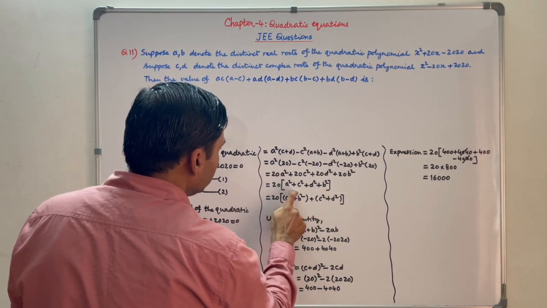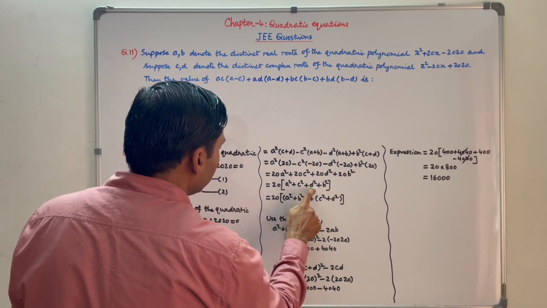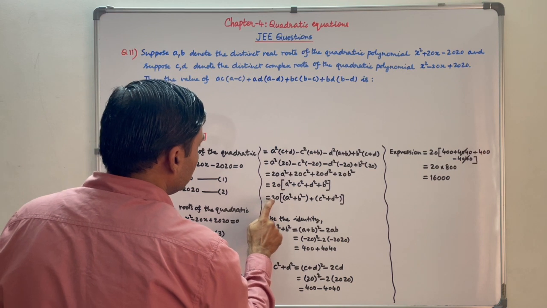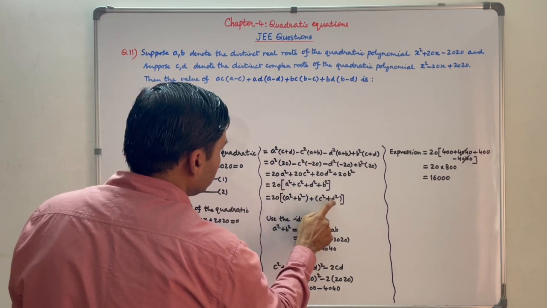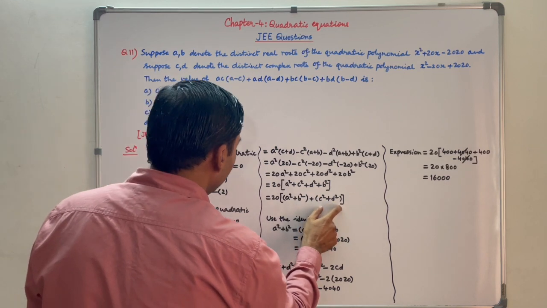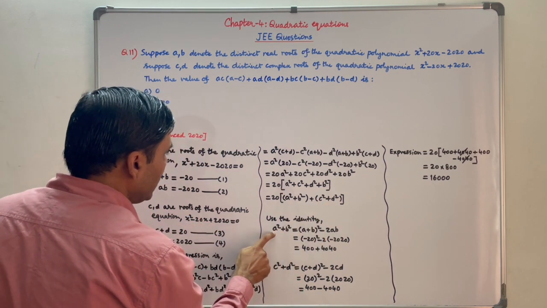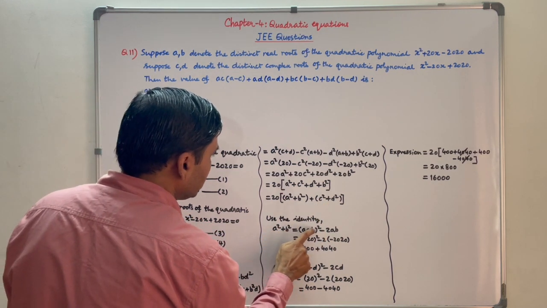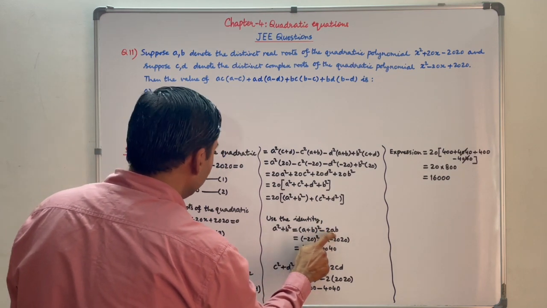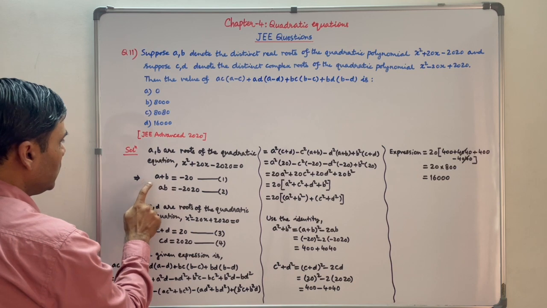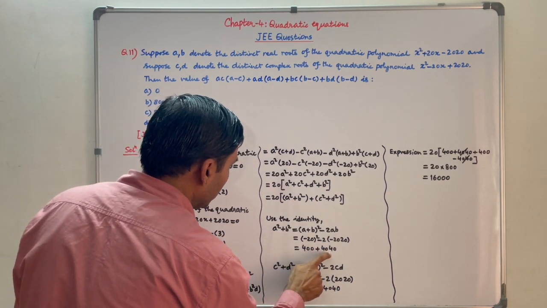Now we will pair up these terms, a square and b square and c square and d square. So the expression is written as 20 into a square plus b square paired up plus c square plus d square paired up. Now to get the values of these, we will use the identity a square plus b square is equal to a plus b whole square minus 2ab. Value of a plus b and ab we will put from equation number 1 and 2. So a square plus b square is equal to 400 plus 40.